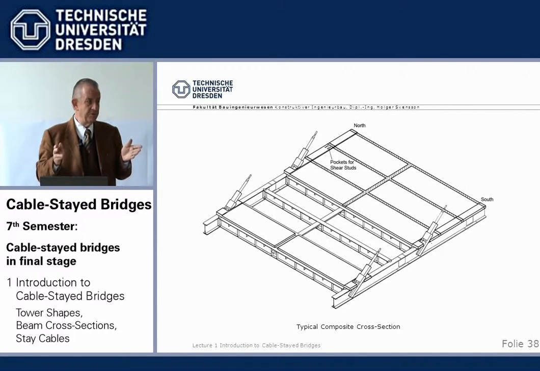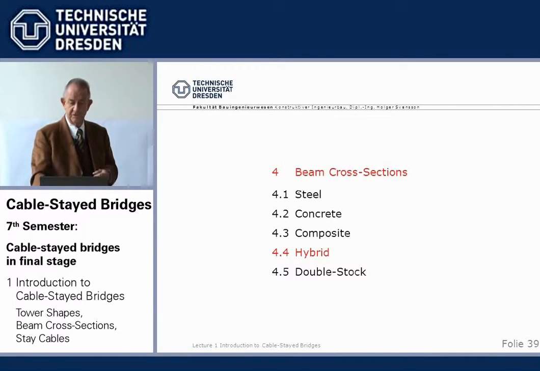So, we do not use central cable planes with composite cross-section, because there we would have tension in the concrete slab. We only support them at the outside, where then the concrete slab acts in compression as top flange of the cross girders. That's basically true for all composite cross-sections.